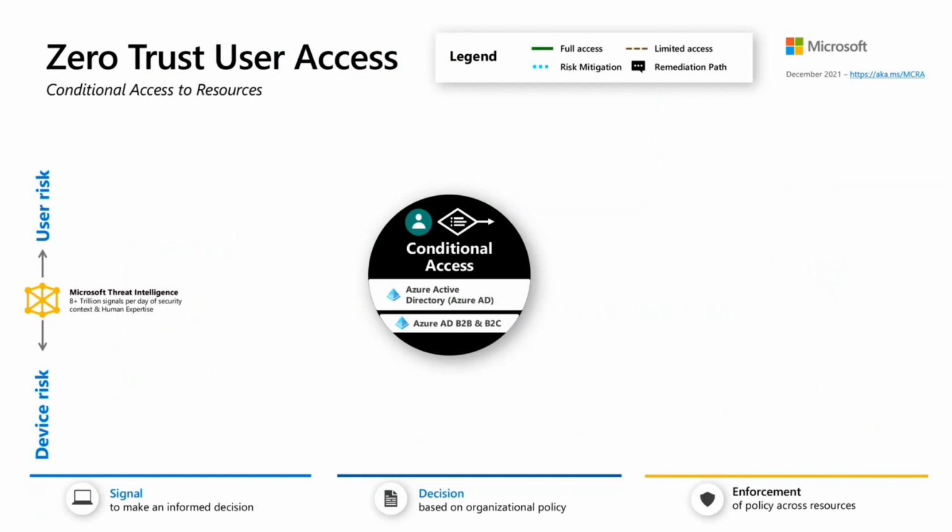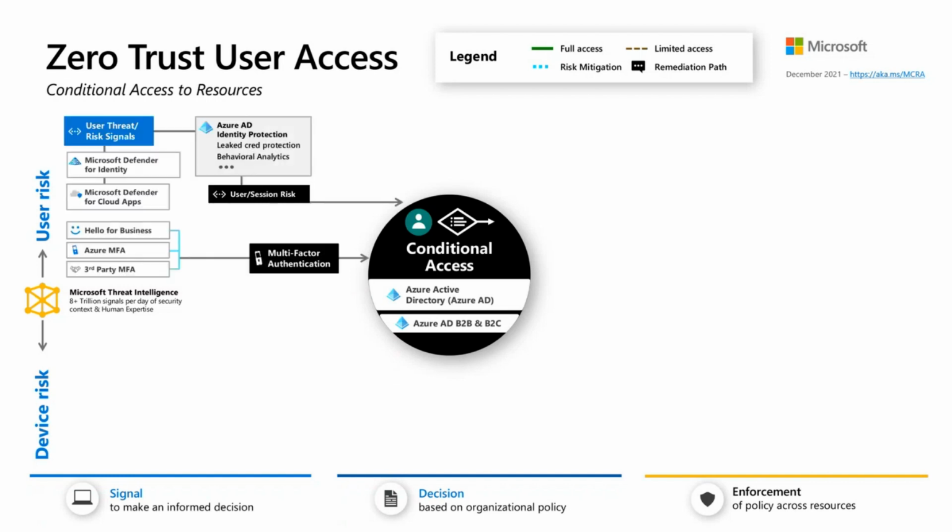This one's a bit of an eye chart, but this is from the cybersecurity reference architecture. This is our zero trust user access page, and it gets kind of busy. But essentially what we're looking for is we want to enable users to be productive and secure, right? Wherever they are, whatever they're using. And measuring user risk is one way of doing that, right? So we want to measure the risk of the account itself.